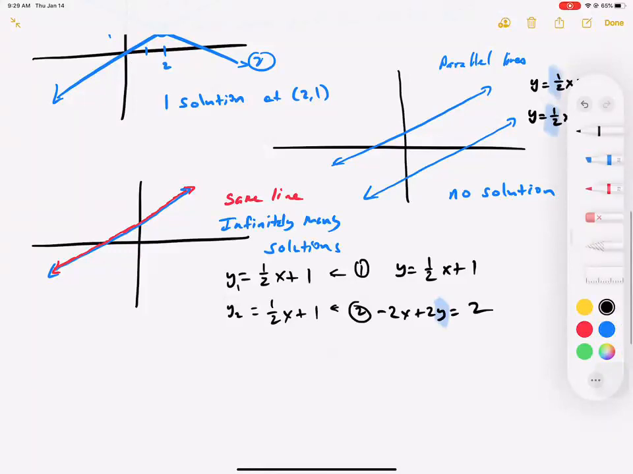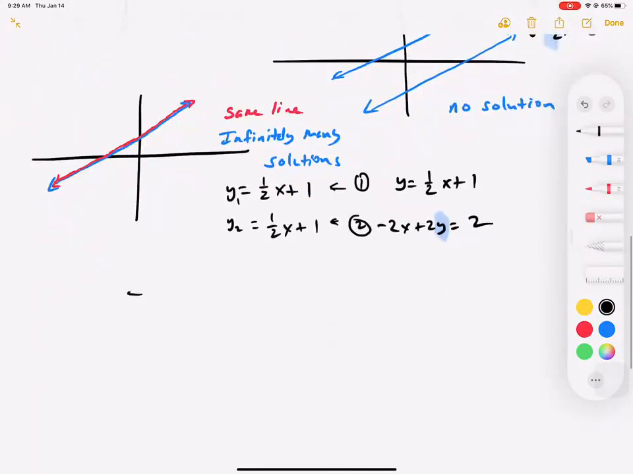I'll write it a little larger so we can see it. Negative 2x plus 2y equals 2. I want us to solve for y to see if we can see it. Is it the same line? Or what is the slope and the y-intercept here? To solve for y, what values do we have to get rid of to get y by itself?